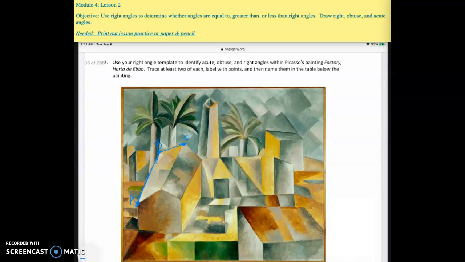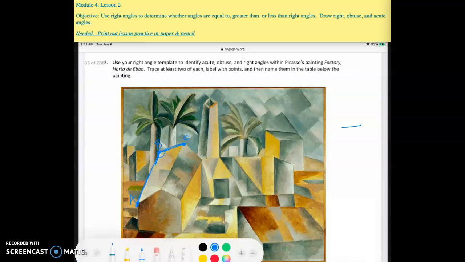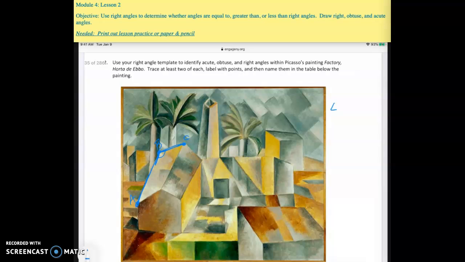So what kind of angle does this look like? If you said obtuse, that is correct. So angle A, B, and C would be obtuse. And I don't have the chart, so I'm just writing it there.